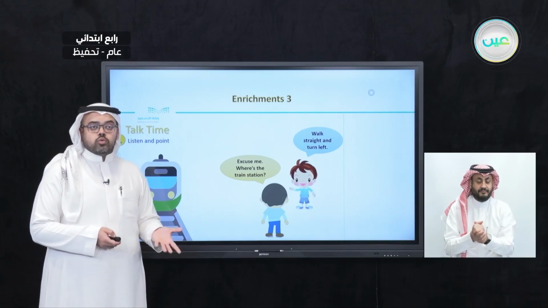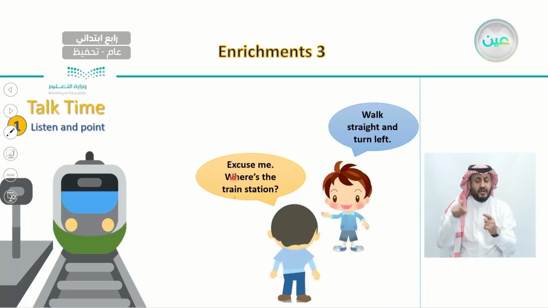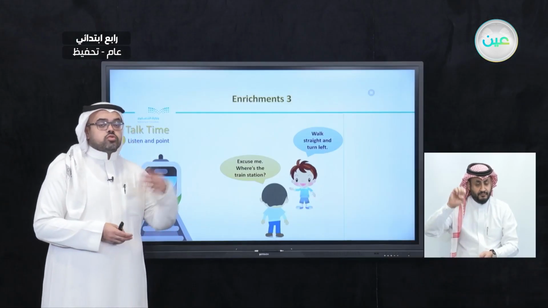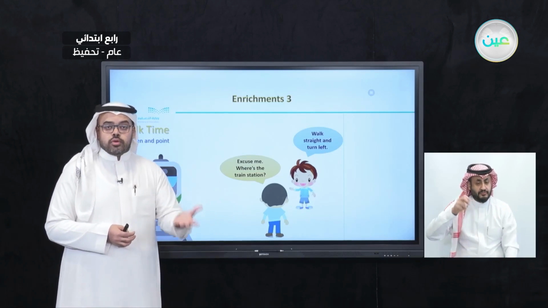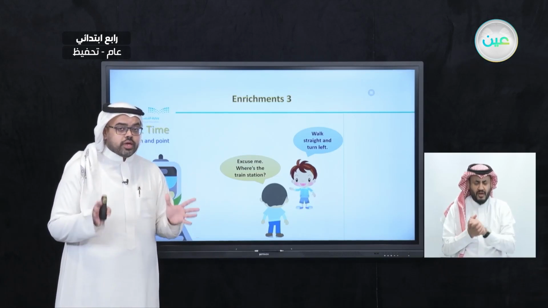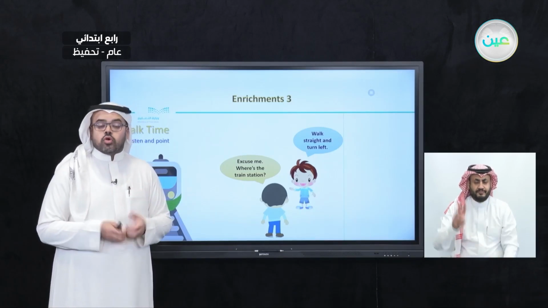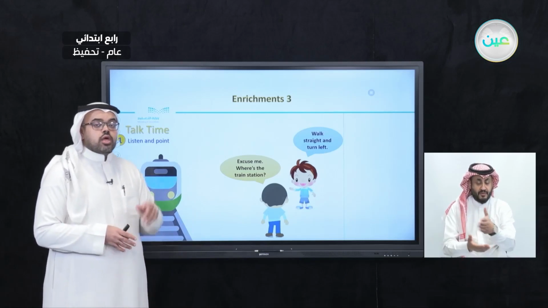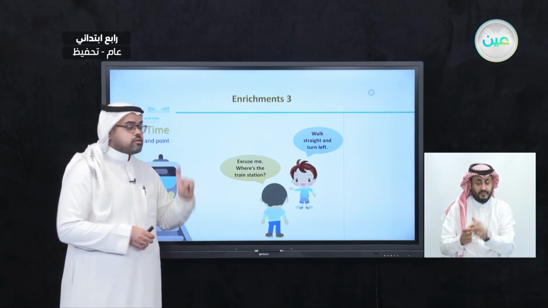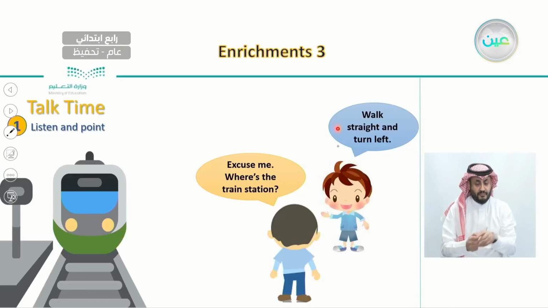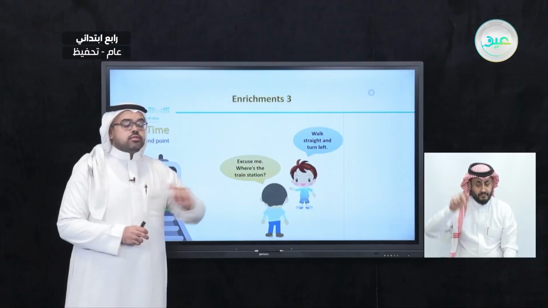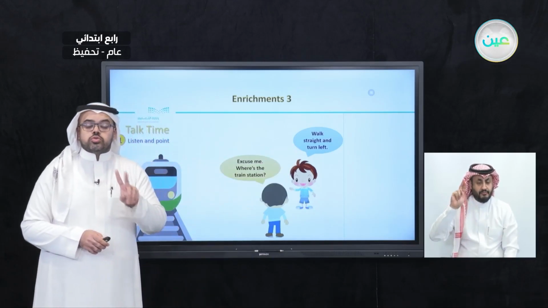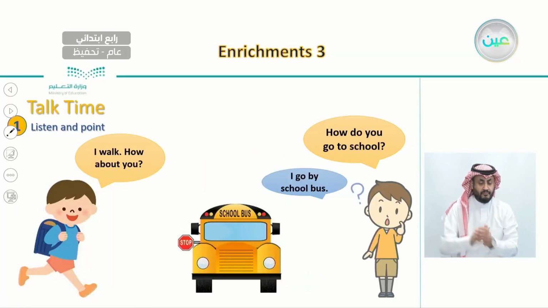How we can ask for directions starts with asking where is. For example, where is the school? Where is the supermarket? Where is the park? So when we think of any place, this is how we ask for directions. And if you want to give directions, you can start by using these two phrases: walk straight and turn left. These were the first two directions we learned from that lesson.